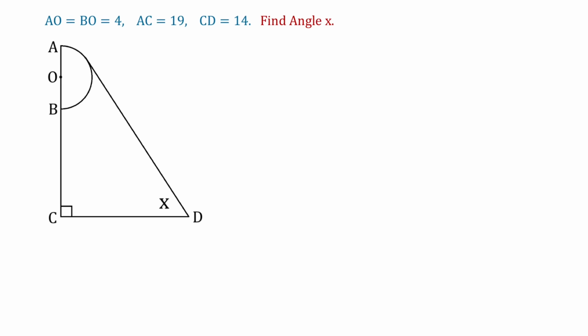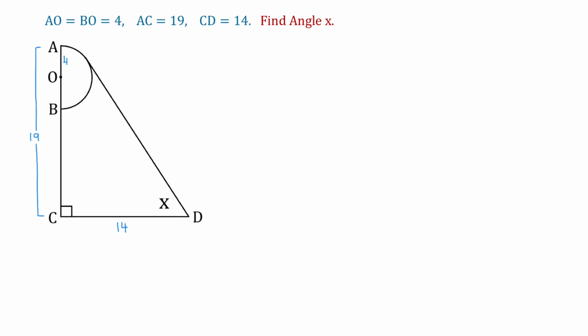Hello! This figure has a semicircle with the radius of 4 units. The line segment AC is 19 units and CD 14 units. Angle C is a right angle. This line segment is tangent to the semicircle and we need to find angle X.